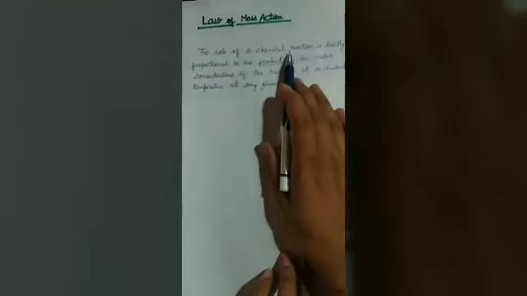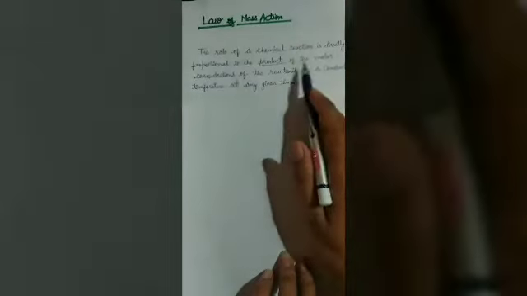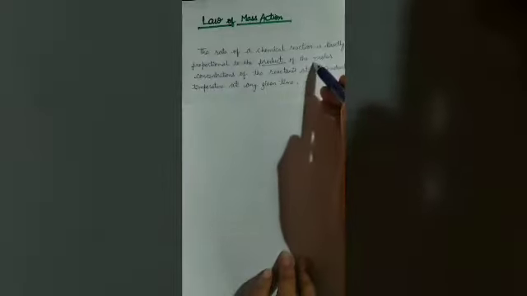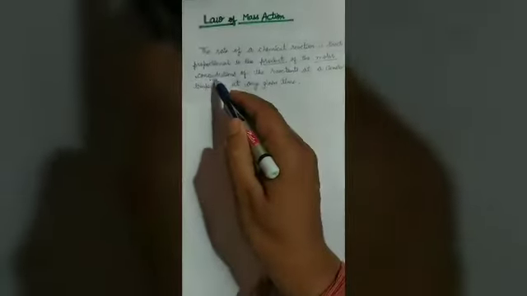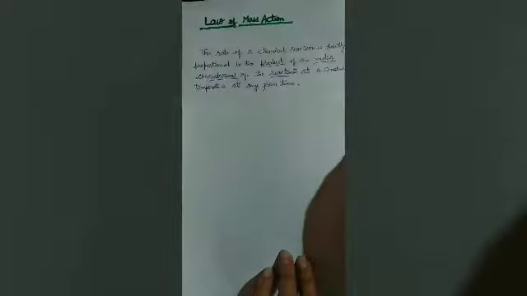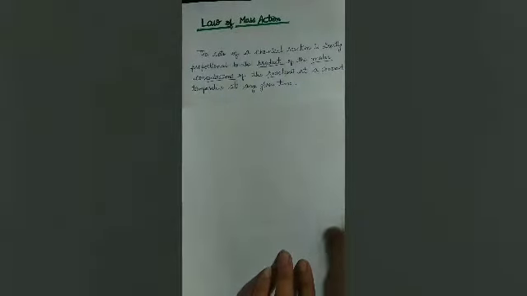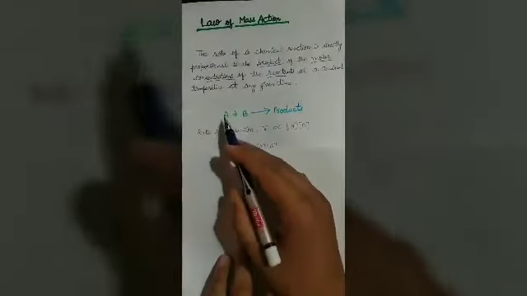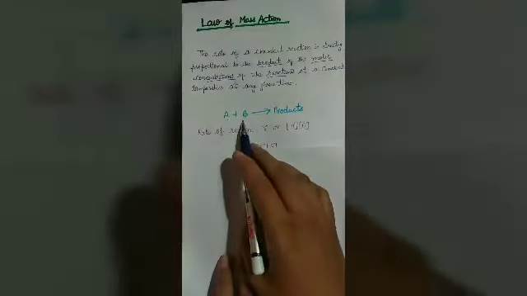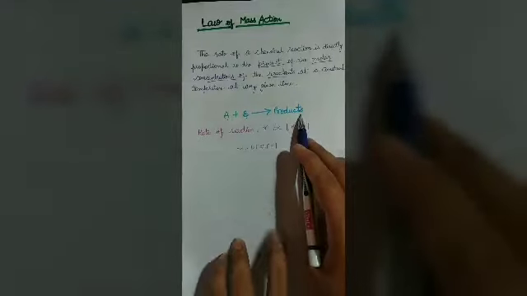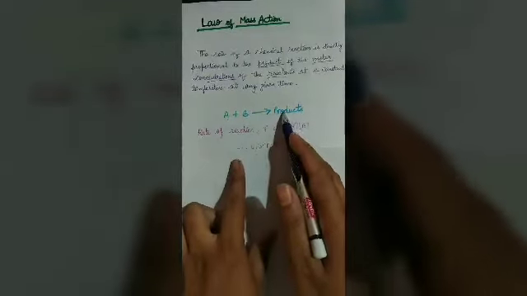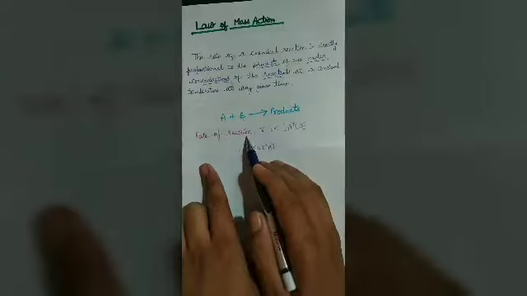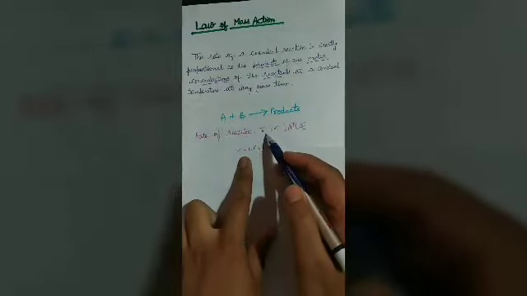The rate of that chemical reaction must be proportional to the product of molar concentration of the reactants at a constant temperature at any given time. So suppose we have an equation where A and B are the reactants and they are providing products. For this particular chemical reaction, the rate of reaction can be represented as R.